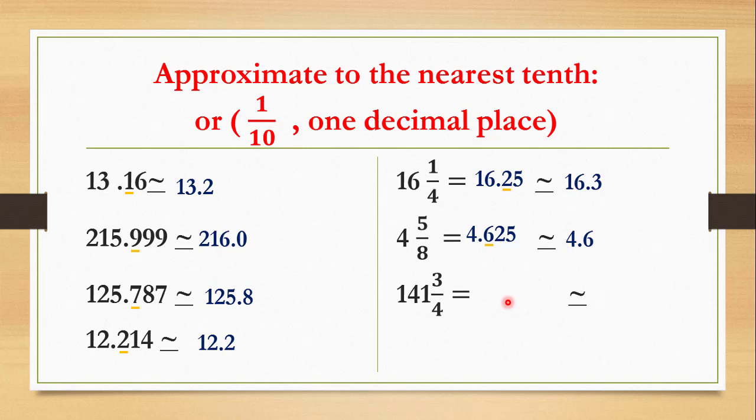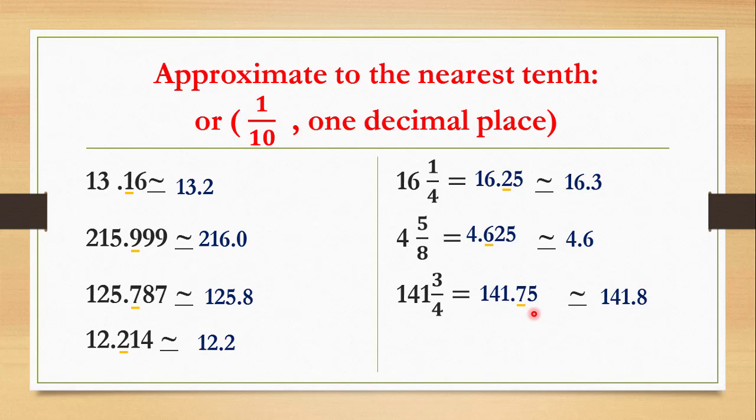Okay, let's move to the last one here. We have also a mixed number, 141 and 3/4. I should convert it into a decimal number. As we studied before, 3/4 means 0.75. So here we have 141.75. Let's underline the tenth. 7 is the tenth. Look at the right, we have 5. So I'll add 1 to 7 to become 8. So the approximation will be 141.8.